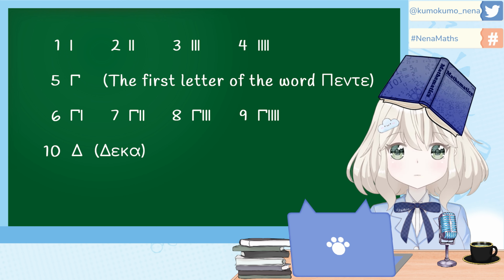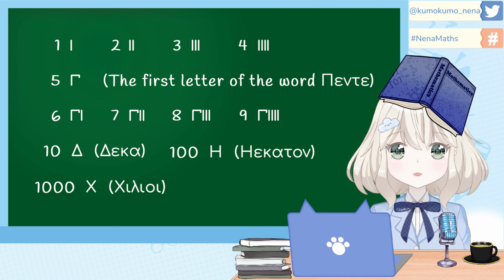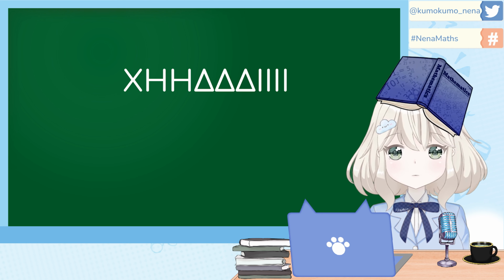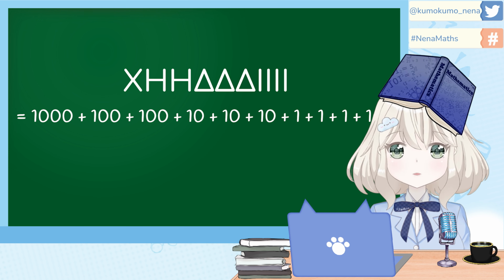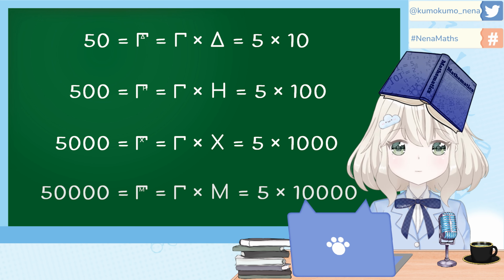The powers of 10 are represented by eta for 100, chi for 1,000, and mu for 10,000. We can combine these symbols as many times as needed to represent large numbers. For example, this represents the number 1,234. For 50, 500, 5,000, and 50,000, we will use a different way.